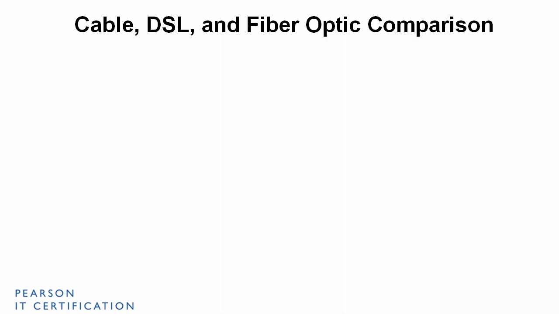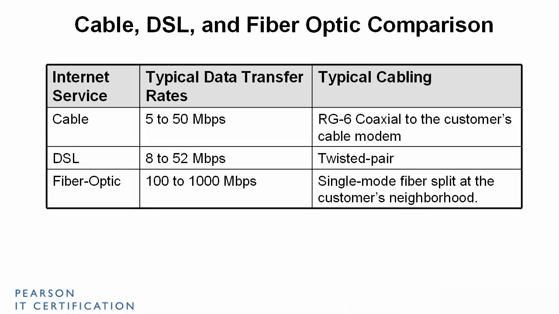Let's wrap up the three. You have your cable, your DSL, and your fiber optic comparison here. Remember that cable and DSL are both copper-based services, and the cable is going to use RG6 coaxial to the customer's cable modem. DSL will typically use twisted pair, but both of those are going to max out at about 50 megabits per second. It's going to be different from one service to the next, but generally you're maxed out at about 50 megabits per second, whereas fiber optic can be as much as 20 times faster than that.